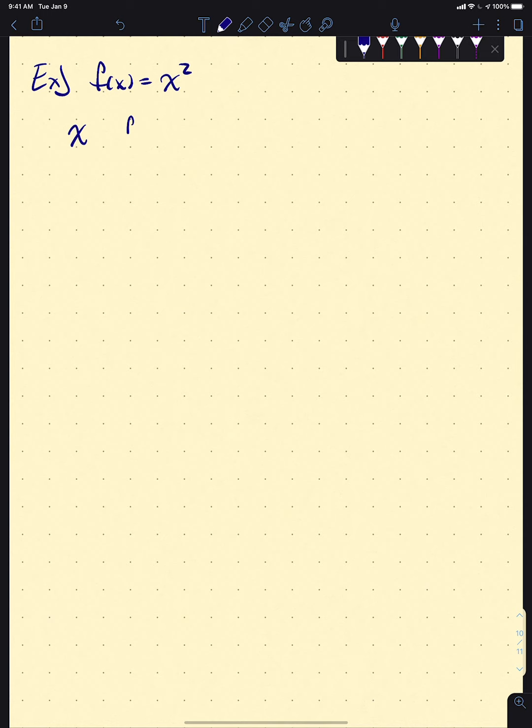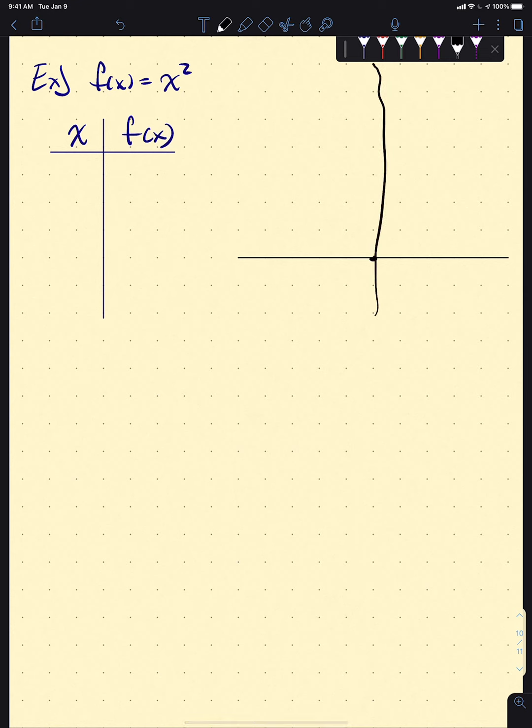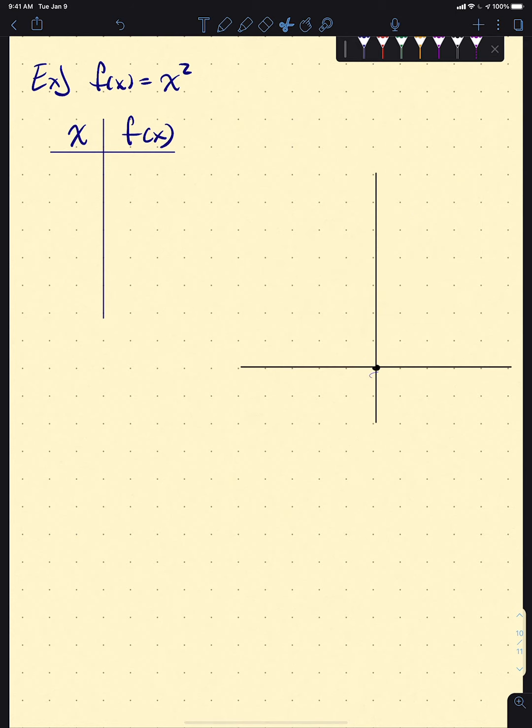So we have our little table of x's and f of x's, and we pick some points. I suppose we'll also need a set of axes. Let's say they look like this, where I'm going to move this down a little bit because x squared tends to get pretty big. Okay, the first common sense point to plot would be, what happens if x is 0? Well, 0 squared is 0.